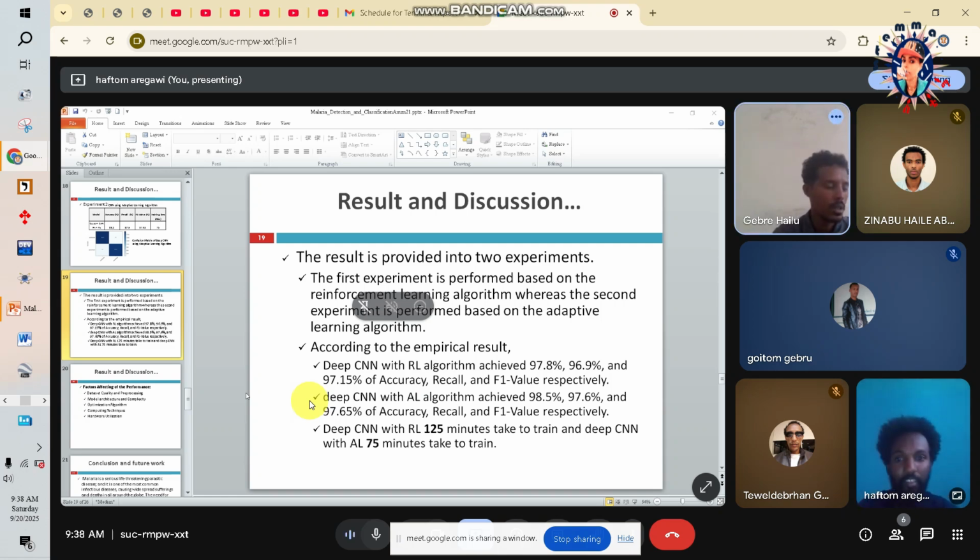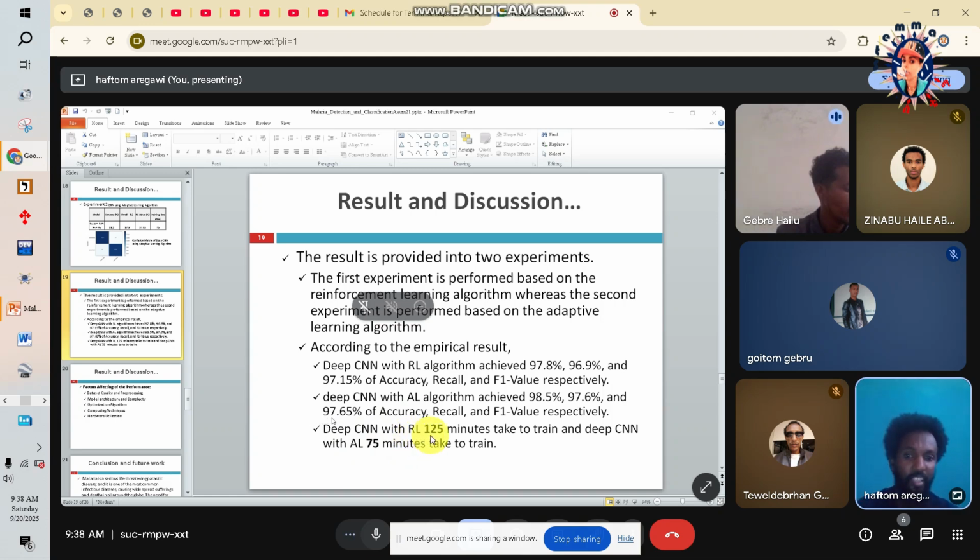Then, according to the empirical results, deep CNN with adaptive learning algorithm achieved 98.5, 97.6, and 97.65 percent of accuracy, recall, and F1 value respectively. Deep CNN with reinforcement learning takes 125 minutes to train, and adaptive learning 75.